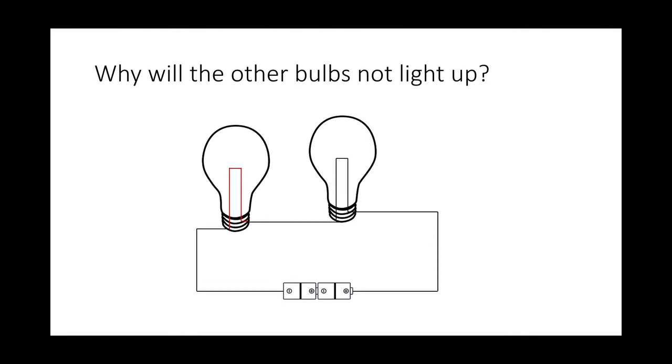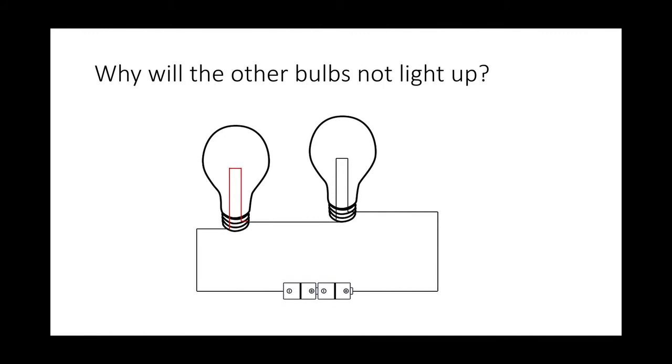So just now we were talking about a series connection. If one of the bulbs fuses, the rest will also not light up. So why is that so? Now let's look at this illustration. This is a closed circuit, okay? The electricity is flowing through.